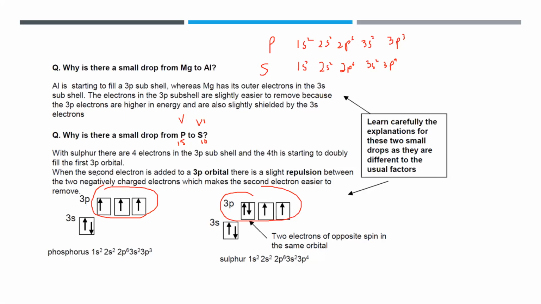phosphorus. So with sulfur, there are 4 electrons in the 3p subshell, and the fourth is starting a pairing, which means two electrons will be in the same orbital, and electrons are like charges, and like charges repel each other. So it will be relatively easier to remove an electron from sulfur as compared to that of phosphorus. Is this concept clear?